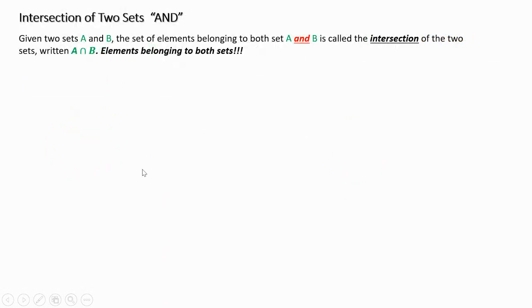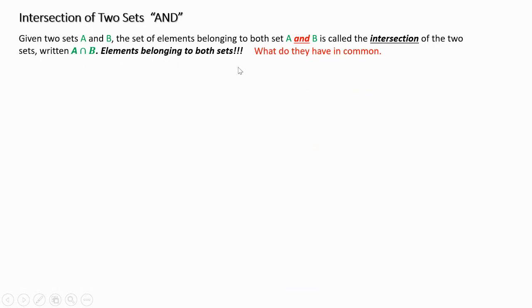Okay, now, this is called intersection of two sets, which means and. So every time you hear the word and, for example, given two sets, A and B, this is a notation, and it means intersection. The set of elements belonging to both set A and B is called the intersection of the two sets. Written A and B, this looks like an upside down U, right? But this is not a U, this is a symbol, but that's the way it looks like. Elements belonging to both sets.